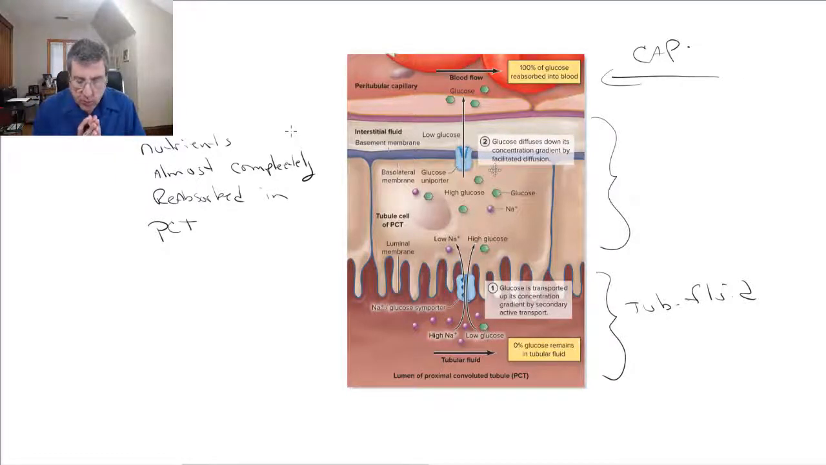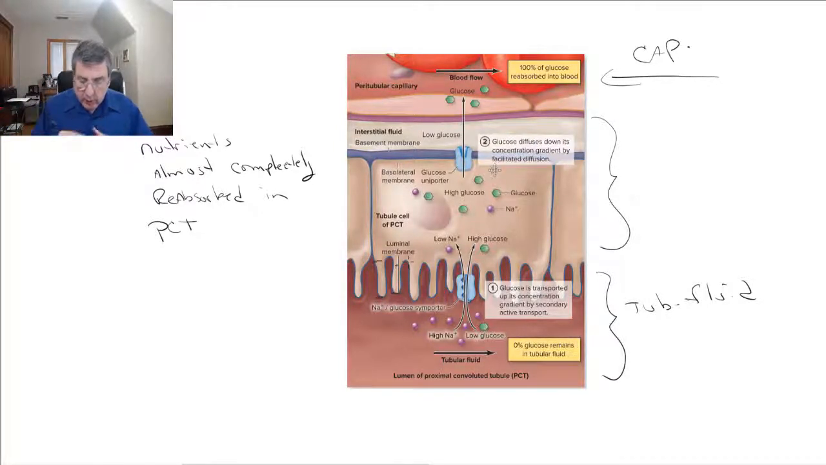A couple things you can see within the proximal convoluted tubule. Let me just point it out. This is the luminal membrane, and we've got almost the villi here that increase the surface area. Remember, if we increase the surface area, that allows for more movement across that membrane. So we want to increase the surface area here to allow for more of these nutrients to come across.